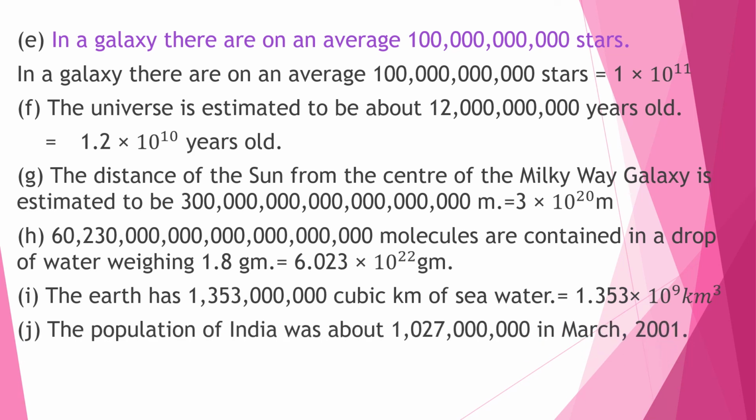Next, the population of India was about this much in March 2001. So the standard form is 1.027 multiplied by 10 raised to 9.